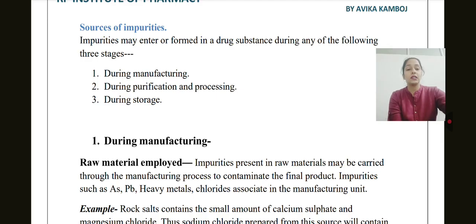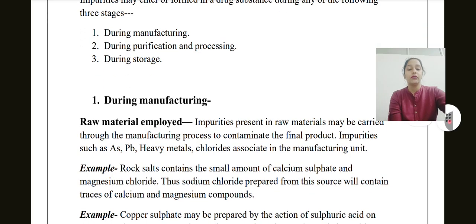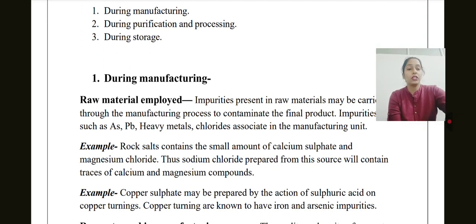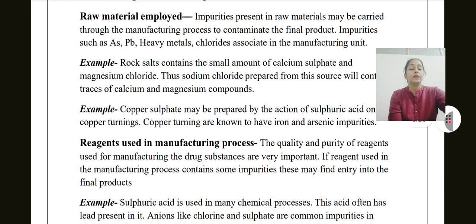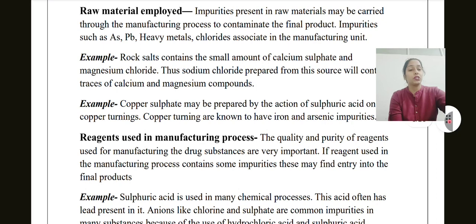Impurities such as arsenic, lead, heavy metals, chlorides associate in the manufacturing unit. For example, rock salt contains some amount of calcium sulfate and magnesium chloride. So, this sodium chloride prepared from the source will contain traces of calcium and magnesium compounds. Next is reagents used in the manufacturing process. The quality and purity of reagents used for the manufacturing of drug substances are very important. If reagents used in the manufacturing process contain some impurities, these may find entry into the final products.